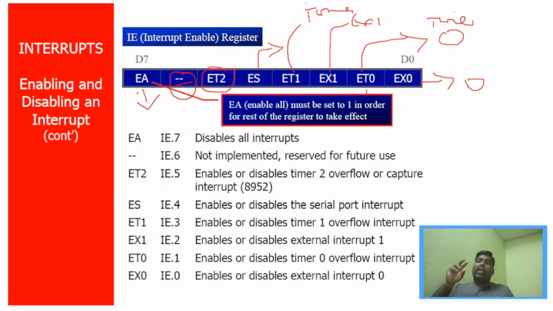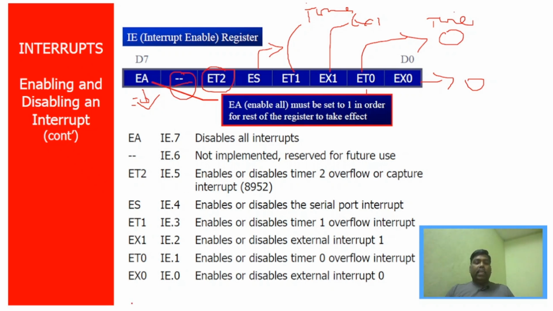Whenever any particular interrupt is enabled, this EA bit also must be enabled, right? Only if this EA is enabled, the microcontroller will serve that particular interrupt. If not, it will not serve that particular interrupt, because if EA is 0, it will disable all the interrupts, right? So it is very important that whenever any particular bit becomes 1, EA must also be 1, right?